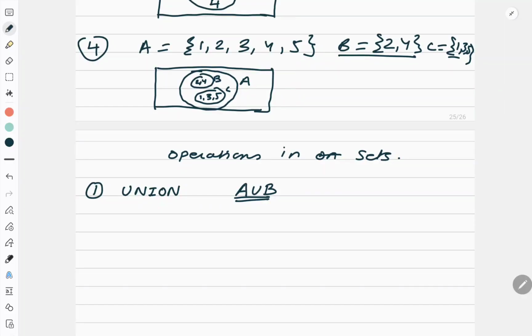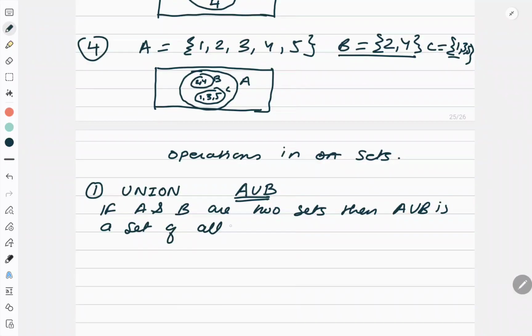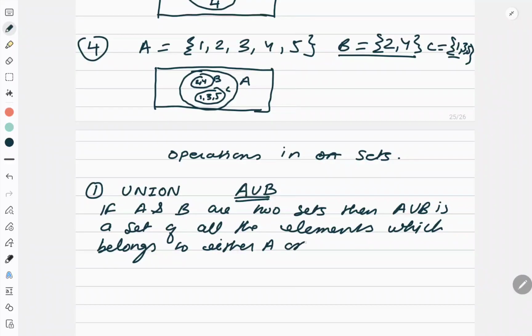And how do I define this union? If A and B are two sets, then A union B is a set of all the elements which belong to either A or B or both.